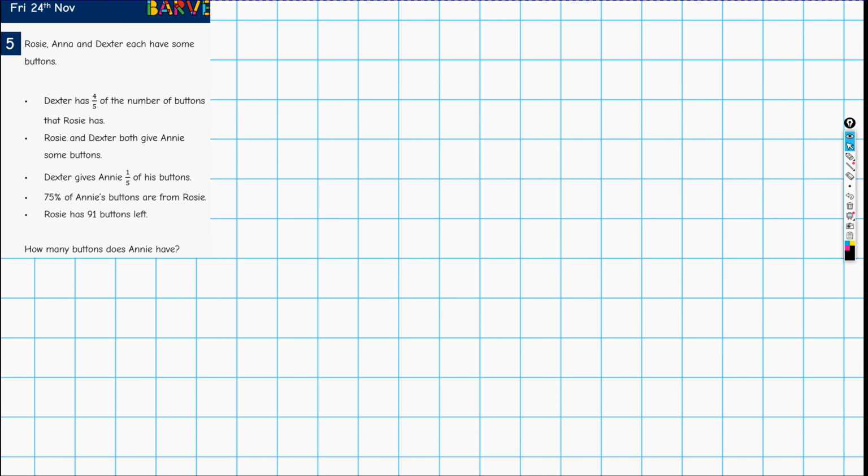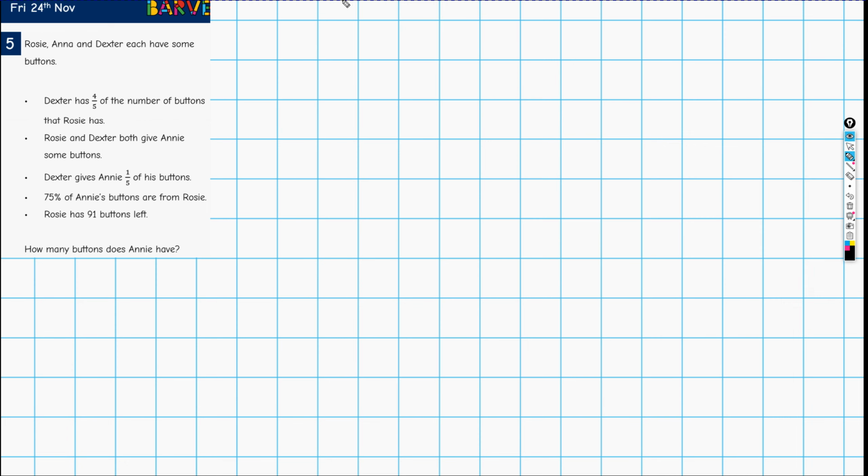A level 5 problem here. Rosie, Anna and Dexter each have some buttons. Dexter has 4/5 of the number of buttons that Rosie has. Rosie and Dexter both give Annie some buttons. Dexter gives Annie 1/5 of his buttons, and 75% of Annie's buttons are from Rosie. Rosie has 91 buttons left, and we are asked, how many buttons does Annie have?